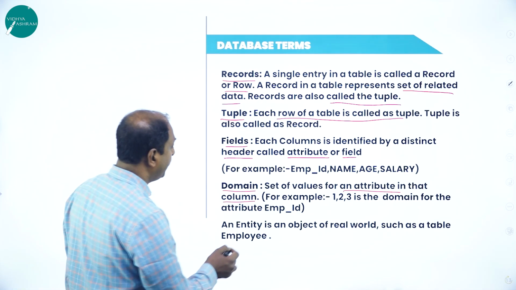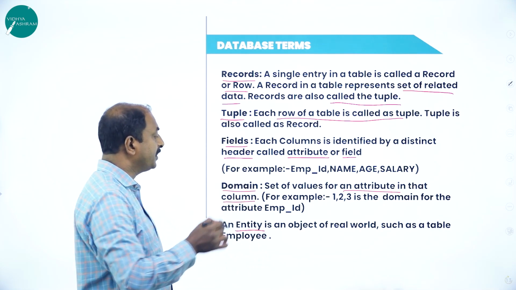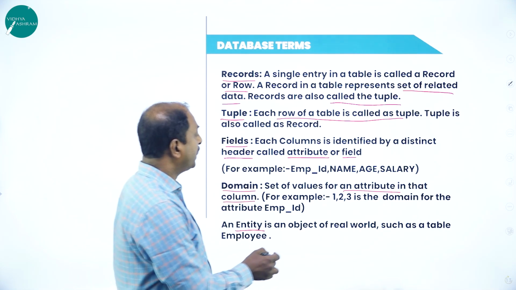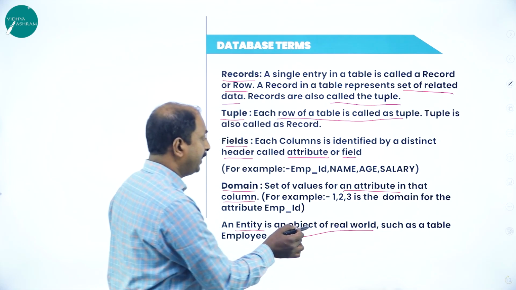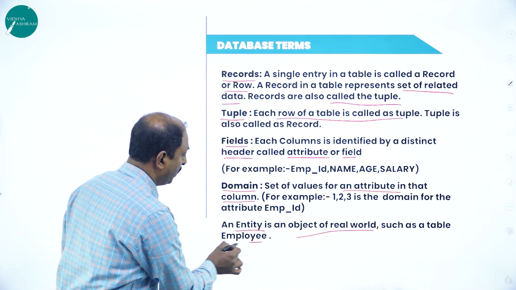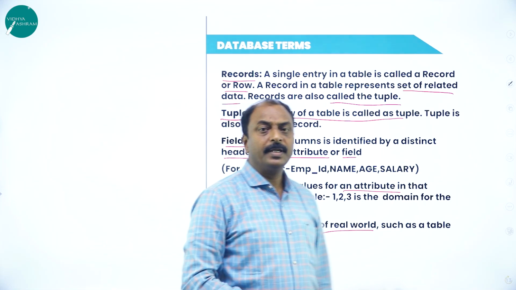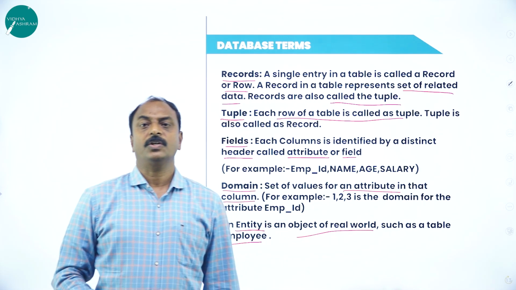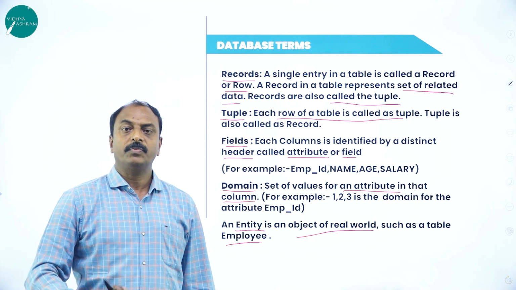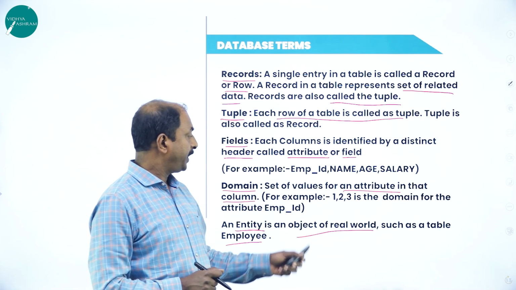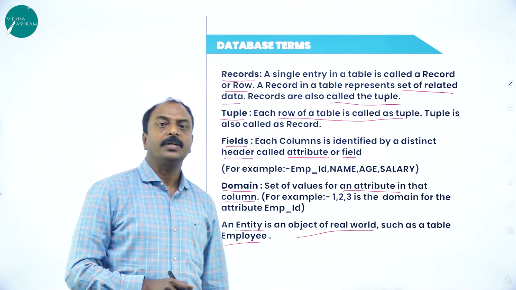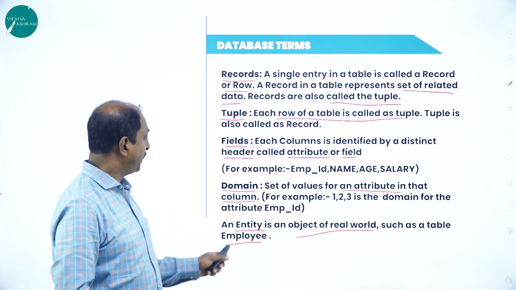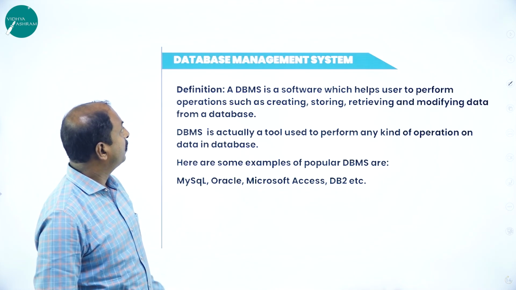Next one is entity. What is an entity? It is an object of the real world such as table, employee. And here table is nothing but an object. Because all information is stored in a database in the form of table, it is an object, and here we can store different types of data. That is an entity. Now let us move on to next slide.